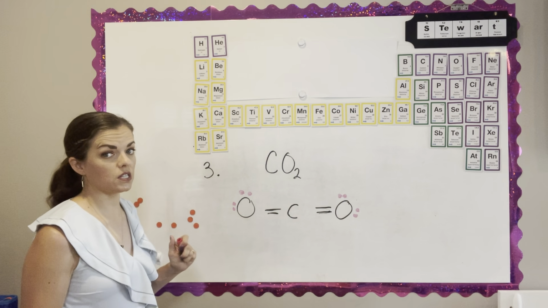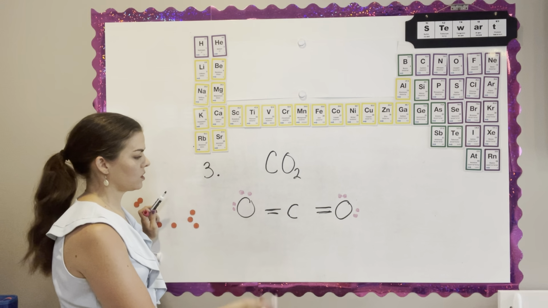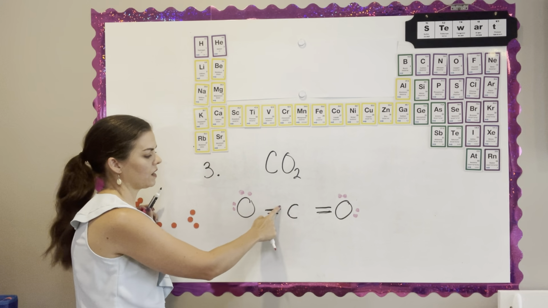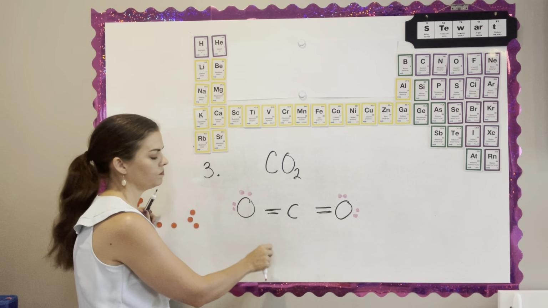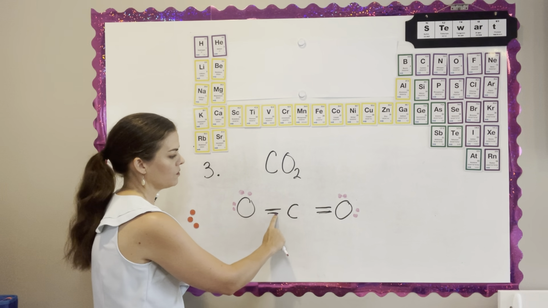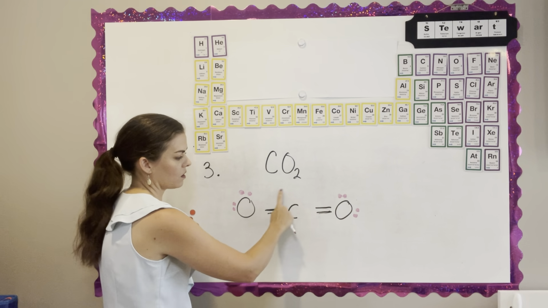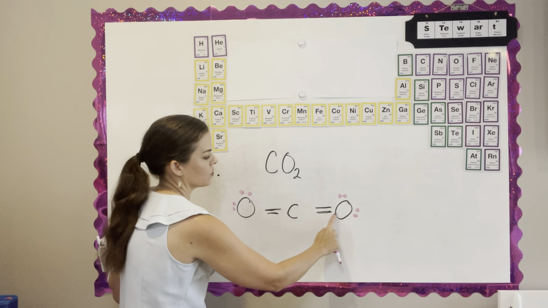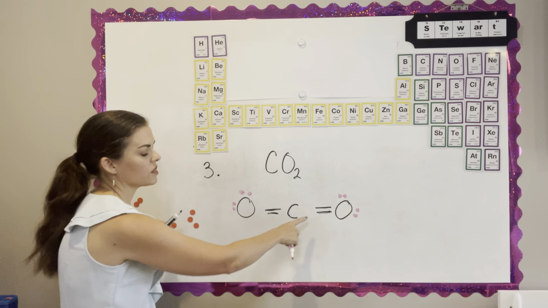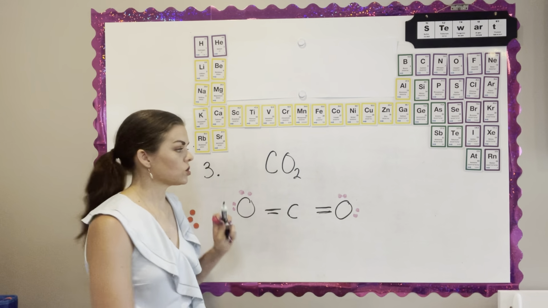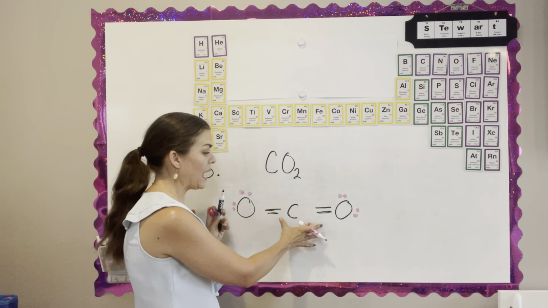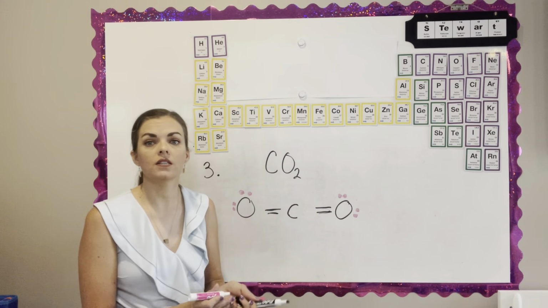So let's check to see if we have 8 electrons on each element now. So it's like 1, 2, 3, 4, 5, 6, 7, 8 on this oxygen. 1, 2, 3, 4, 5, 6, 7, 8 are connected to this carbon. 1, 2, 3, 4, 5, 6, 7, 8 are on this oxygen. So this is carbon dioxide, the gas that you breathe out, and it has several double bonds in this compound.